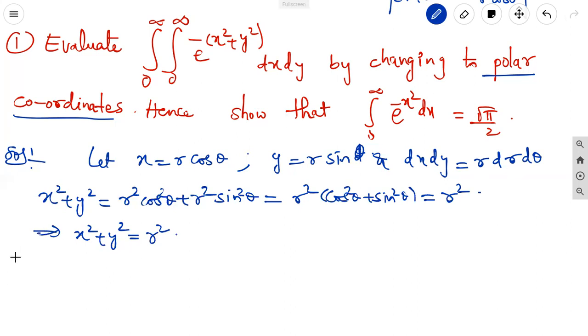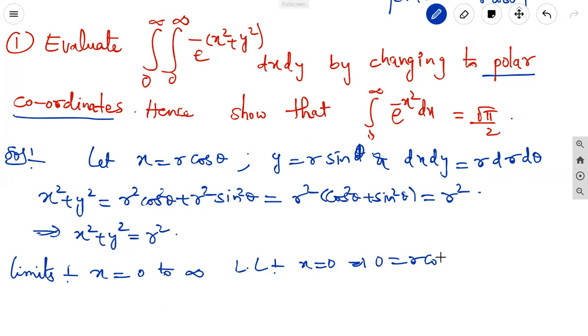Now let us discuss the limits. The limits of x and y are both 0 to infinity. For the lower limit, x equal to 0 means 0 equals r cos theta. Or we can take r equal to 0, and theta also 0. In both cases, r and theta are both zero.